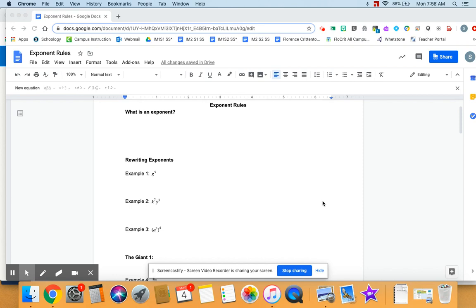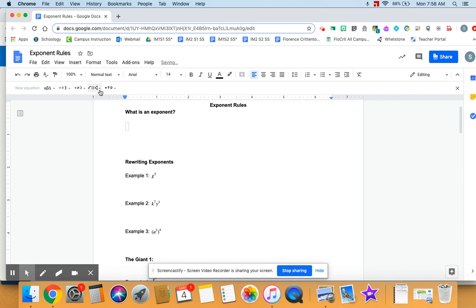So we're just going to run through all of the rules. This is kind of like a crash course in exponents. If it feels too fast, I do have it broken down into two separate lessons that you could do to break it apart, but I think you should be able to get it from this one. So first of all, what's an exponent?